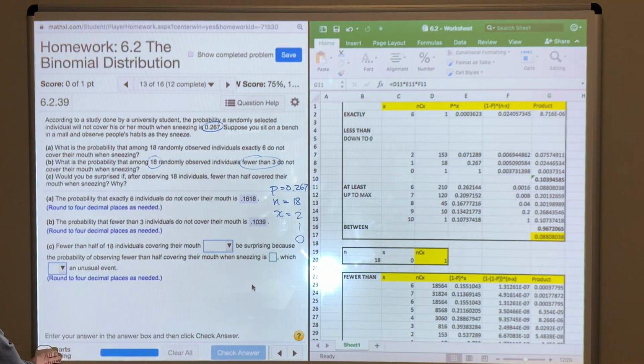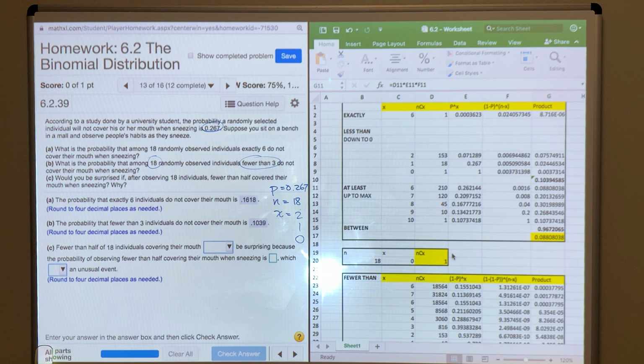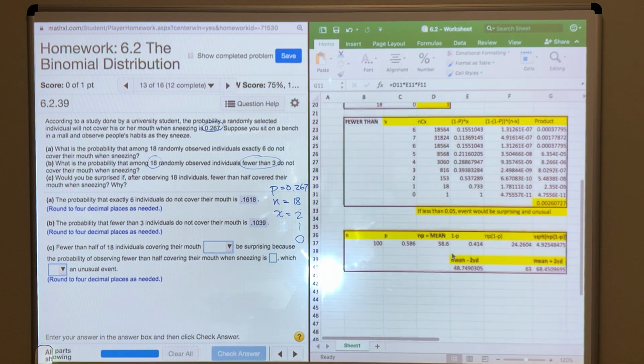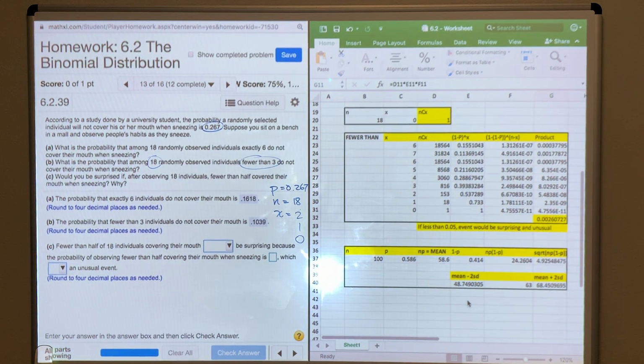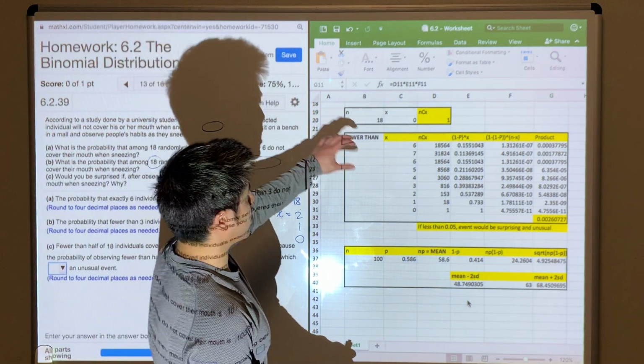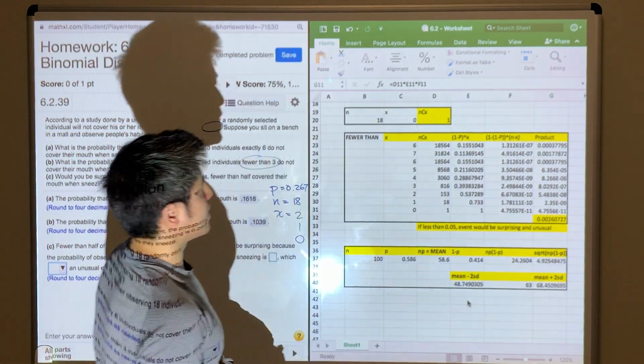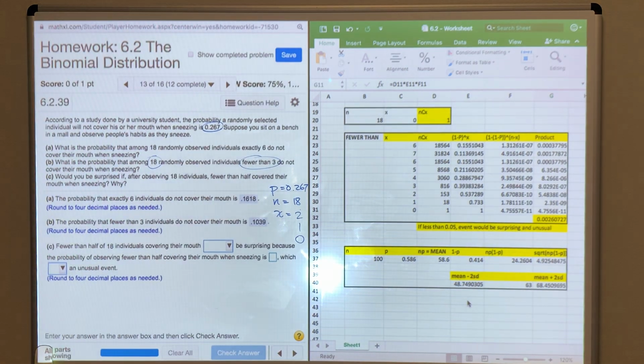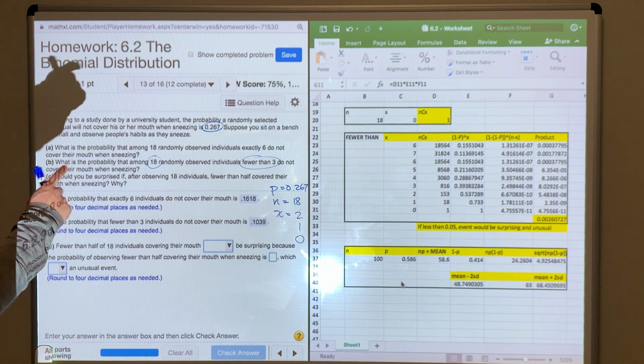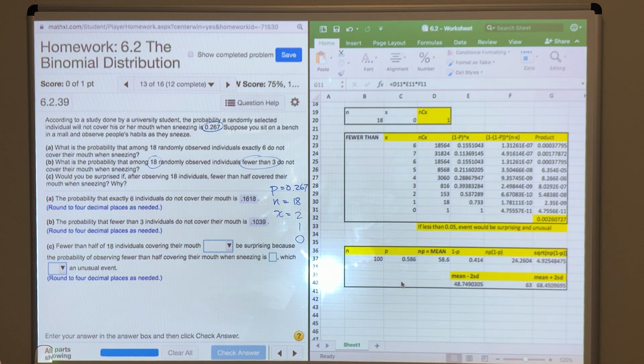I made a specific note about that in your notes, and that note is for fewer than, okay? So fewer than, this is where it comes into play. In my table here, this part right here is the part that is related to the fewer than. I'm going to change some things because I kind of messed it up earlier. Let's take a look.